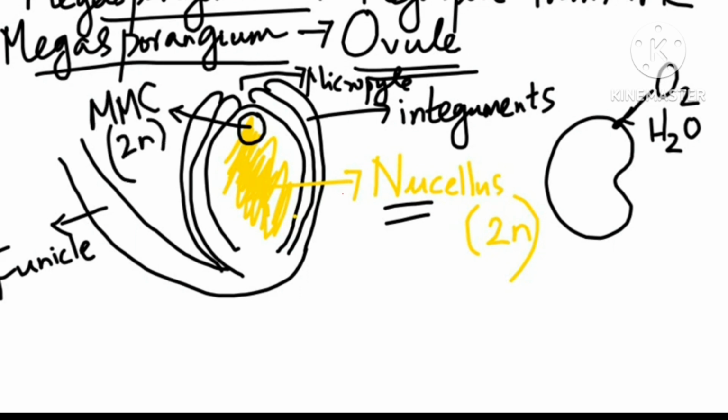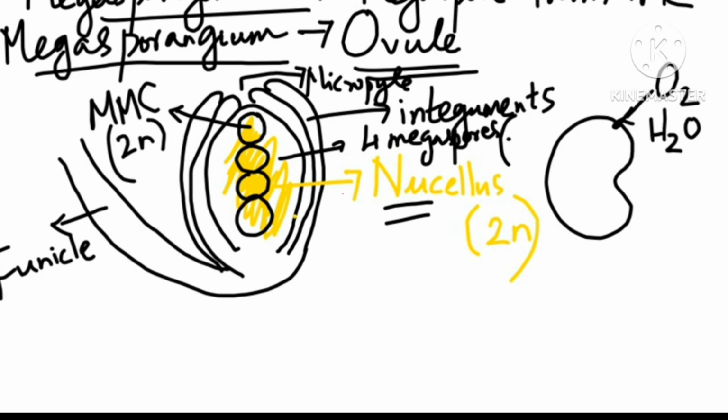This megaspore mother cell will undergo meiosis. When it undergoes meiosis, it will give rise to 4 megaspores. Each one will be haploid or diploid? Haploid. Yes, very good. Since whenever meiosis takes place, they will be haploid. So we can write it as N.